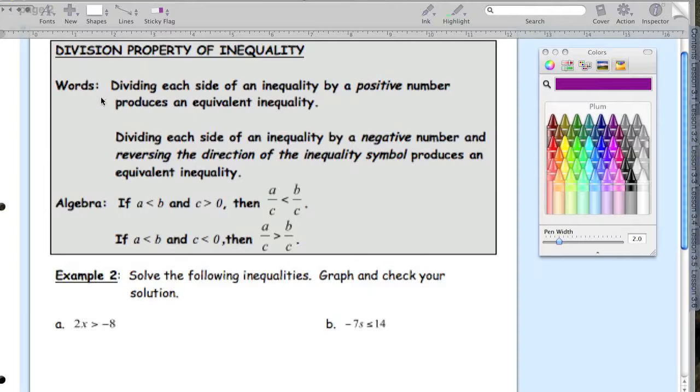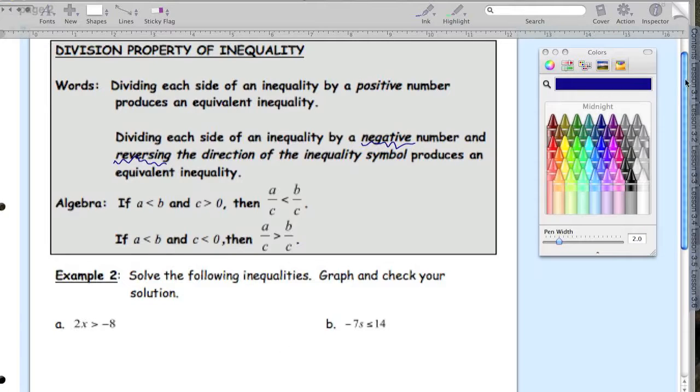Division property of inequality says the same thing the multiplication one did, only for dividing. Dividing each side of an inequality by a positive number produces an equivalent inequality, but when you divide by a negative number, you're going to have to reverse the direction of the inequality symbol.